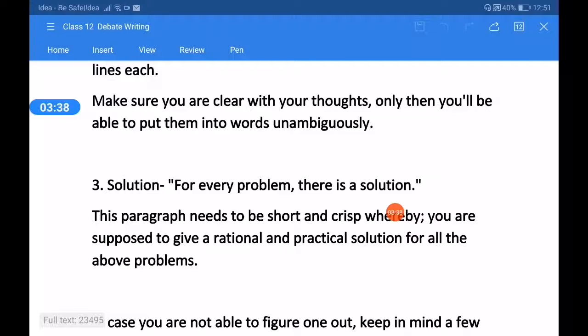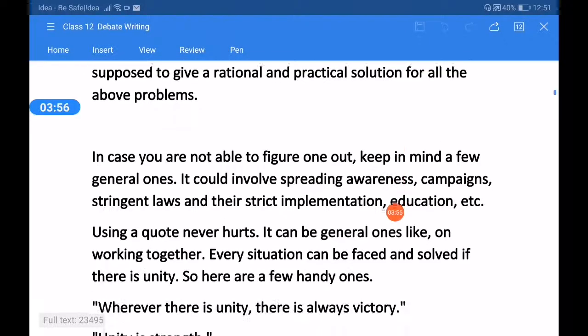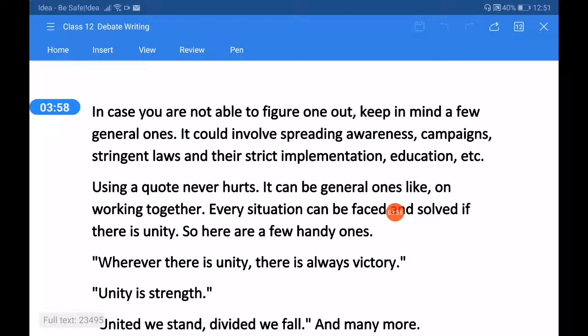Number 3 is solution. For every problem there is a solution. This paragraph needs to be short and crisp, whereby you are supposed to give a rational and practical solution for all the above problems. In case you are not able to figure one out, keep in mind a few general ones. It could involve spreading awareness campaigns, stringent laws and their strict implementation, education, etc.